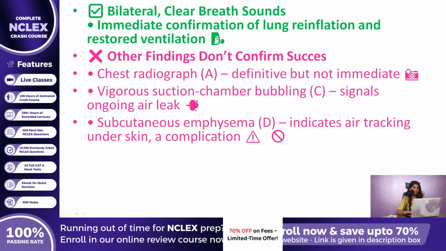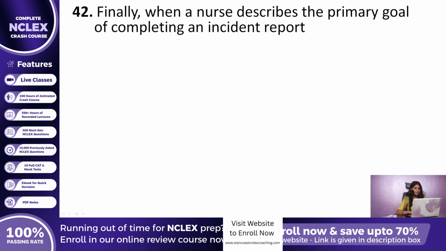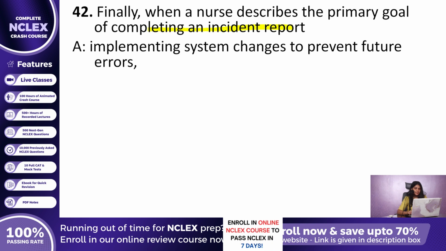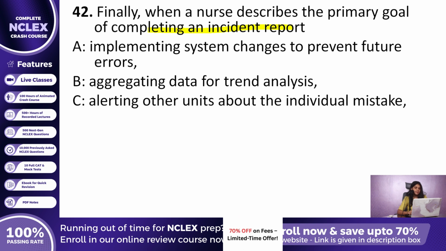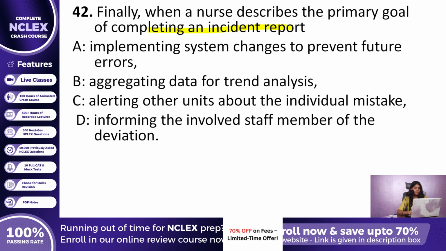Question 42. Finally, when a nurse describes the primary goal of completing an incident report, the options are A. Implementing system changes to prevent future incident errors. B. Aggregating data for trend analysis. C. Alerting other units about the individual mistake. Or D. Informing the involved staff member of the deviation. The correct answer is A.